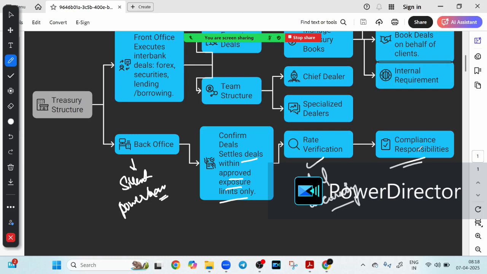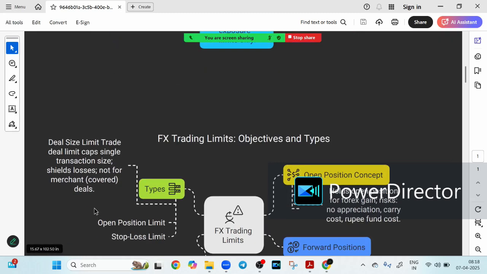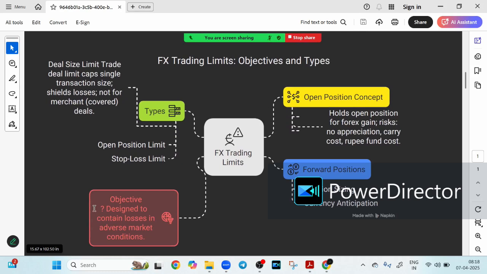So in a nutshell, we can say that the front office executes and manages the deal, while the back office confirms, settles, and ensures compliance. Together they form the core of the bank's treasury operation. And furthermore, we have the mid office also, in addition to the front office and back office, which we are going to talk about in the latter part of this video. Now friends, let's come back to this particular flowchart diagram.